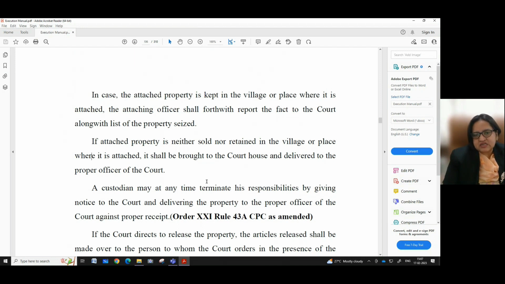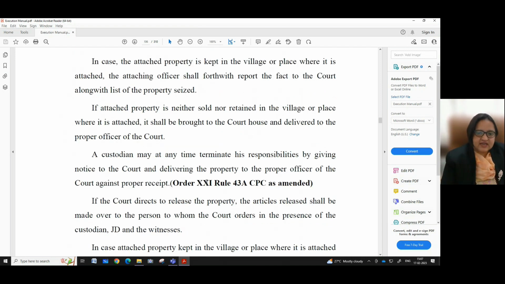If attached property is neither sold nor retained in the village or place where it is attached, it shall be brought to the courthouse and delivered to the proper officer of the court. A custodian may at any time terminate his responsibilities by giving notice to the court and delivering the property to the proper officer of the court against proper receipt. Order 21, Rule 43A CPC as amended. If the court directs to release the property, the articles released shall be made over to the person to whom the court orders, in the presence of the custodian, JD, and the witnesses.